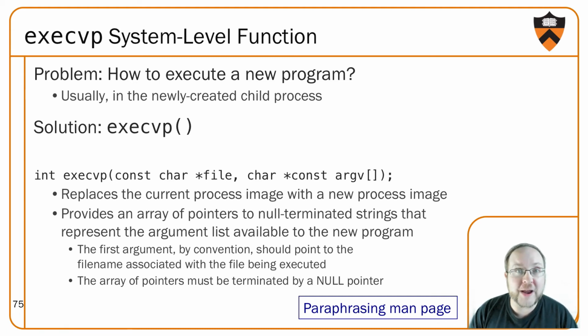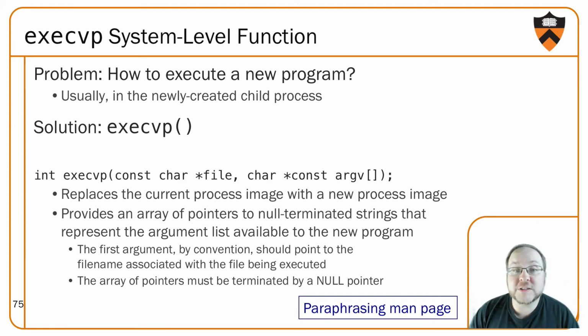There are a bunch of varieties of execs that are basically permuting the options of: does it search the path for the command name, does it take an array of arguments, and does it take an array of environment variables. In the example on the slide, execvp, the v means it takes an argument vector, the p means it searches the path environment variable. So it does not take a series of environment variable to value mappings.